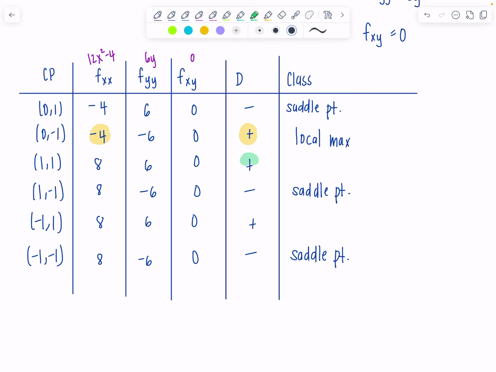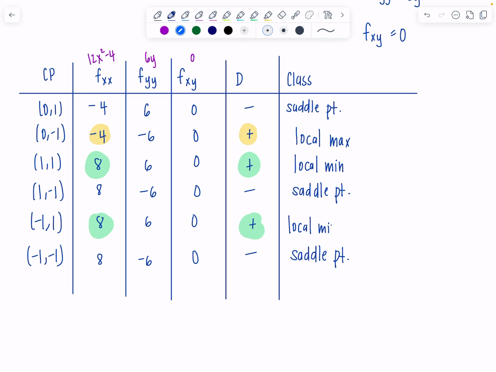D is positive, but this is positive, so that's a local min. D is positive. Oh, I should keep my color coding. Positive, positive, local max. No, local min. I lost my mind. You can graph it to check too on Desmos 3D. Why not? You should.